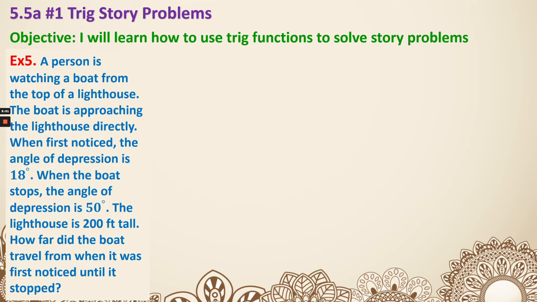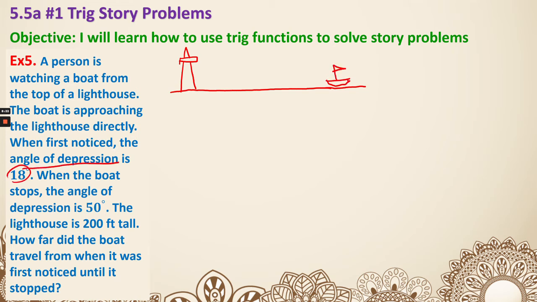Next, example 5. A person is watching a boat from the top of a lighthouse. So this question is slightly more complicated, but let's have a look. Let's say this is the lighthouse. And the person is watching a boat from the top of the lighthouse. The boat is approaching the lighthouse directly. When first noticed, the angle of depression is 18 degrees. So let's say the boat is actually this far away at the beginning.